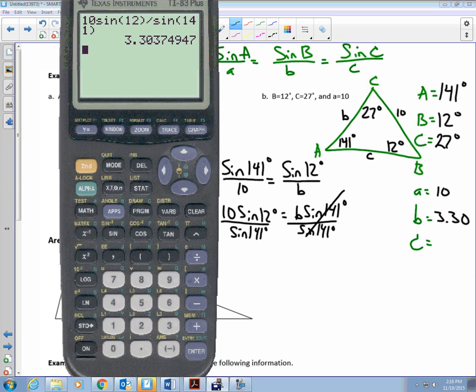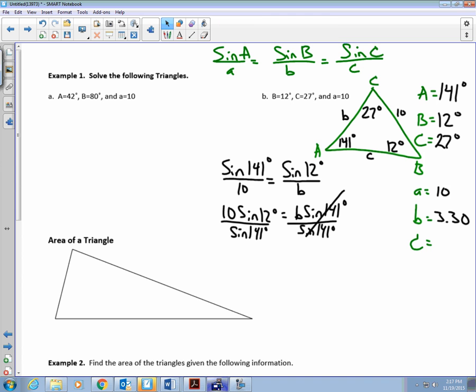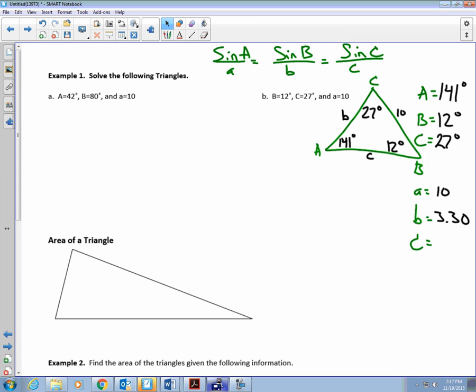Tell me, should B be shorter than A or longer than A? Why should B be shorter than A? Because angle A is the largest angle, so B and C should both be smaller. So we figured that out. Second of all, can I use the Pythagorean theorem to find C then? Why? It's not a right triangle. So we have to set up the law of sines.